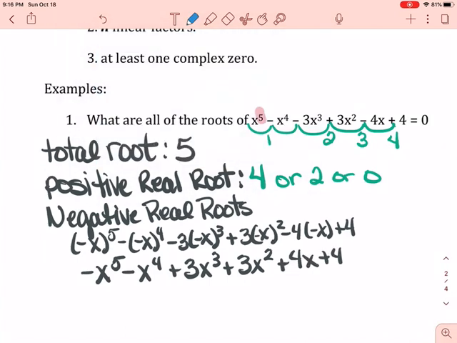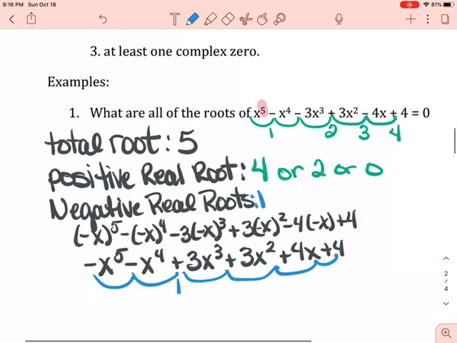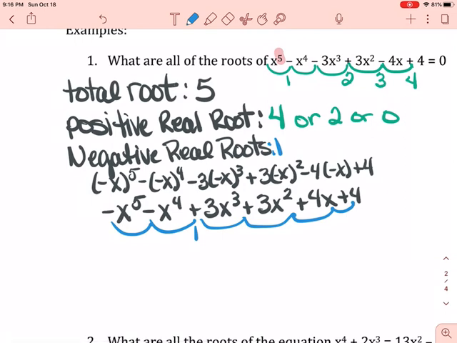Let's count the number of sign changes. 1. Just 1. So this is going to guarantee me that it's going to cross the x-axis on the negative side 1 time. That's it. It has to. It has to cross the x-axis on the negative side. So when I'm looking for my roots, I'm probably going to start on the negative side because I know I'm guaranteed to have one.